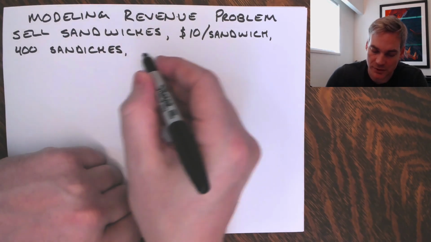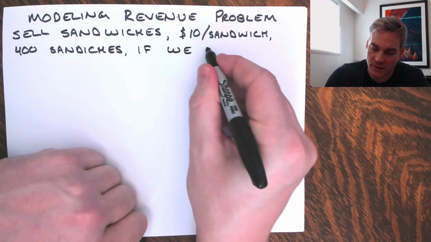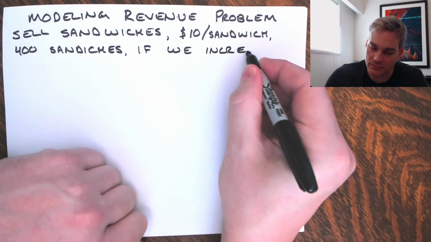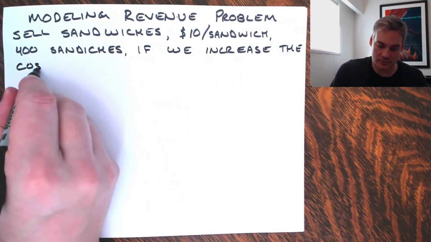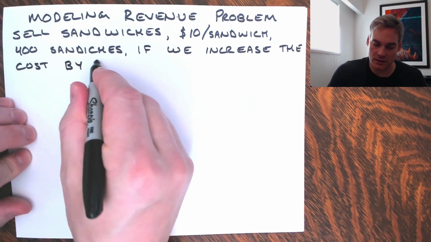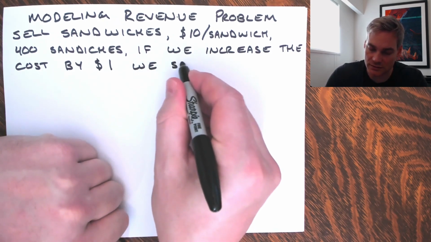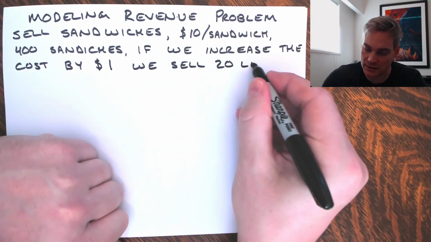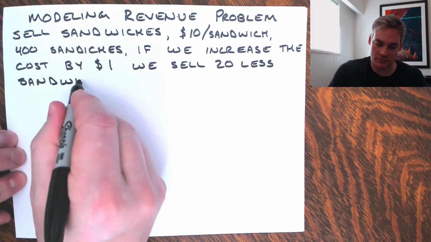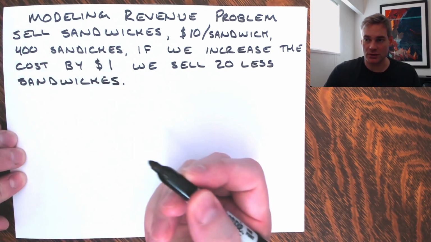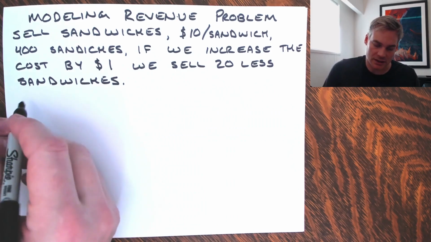So if we increase the cost by $1, we sell 20 less sandwiches. So what we want to do is find a way to maximize our revenue. So in this case, we'd make an equation.